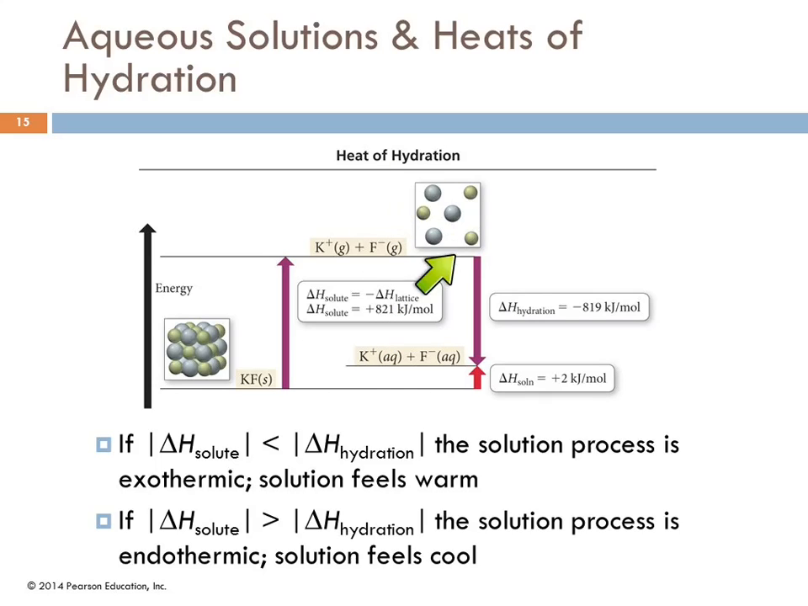And then we've got them in their gas state, they're separated, and then the energy of hydration is how much energy is released when they mix with the water. For this one, it's minus 819 kilojoules per mole. That's close to this one, but not the same. And so the heat of solution is plus 2 kilojoules per mole. It requires 2 kilojoules per mole of energy to put in to form this solution.